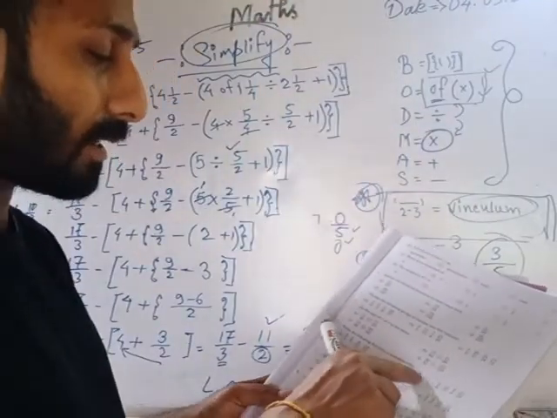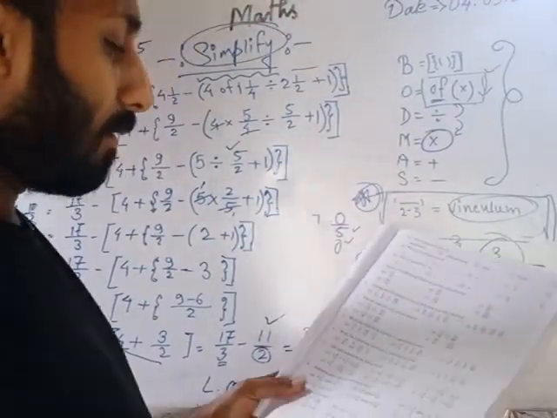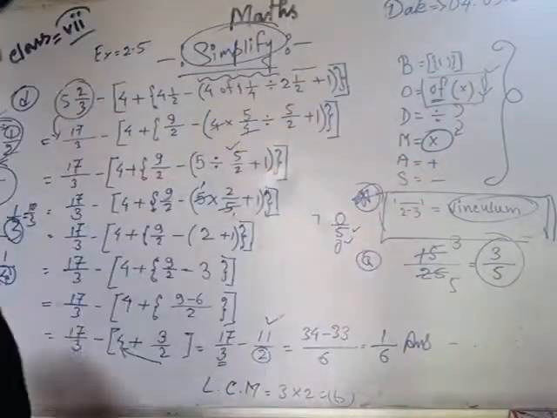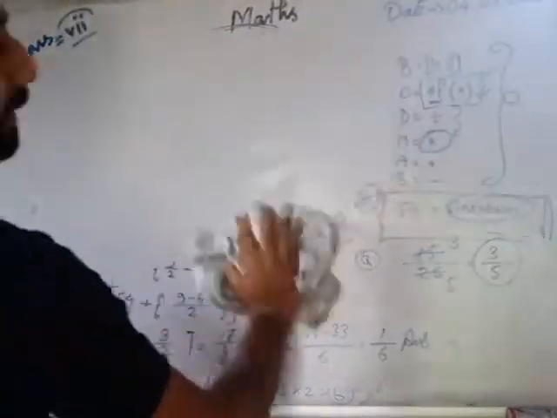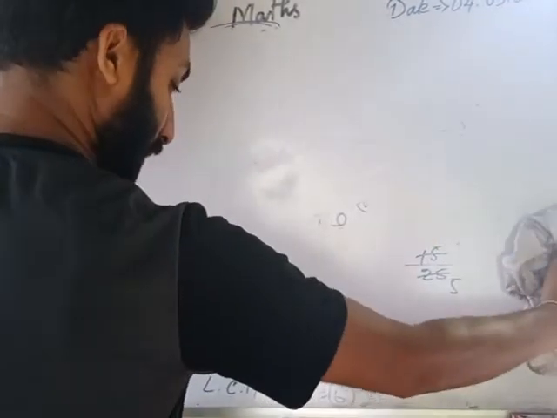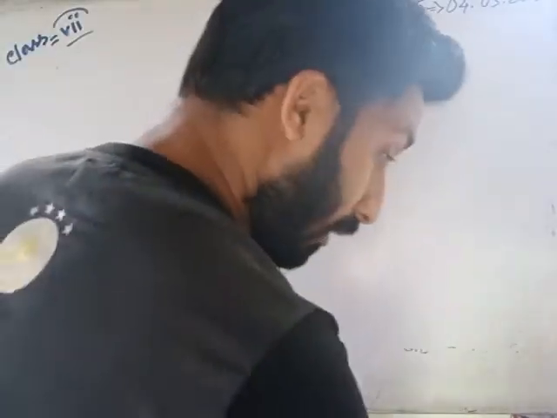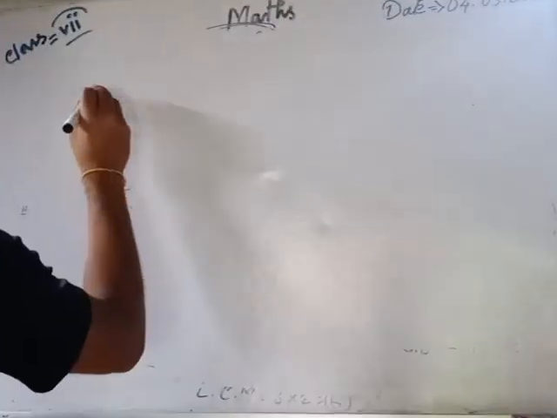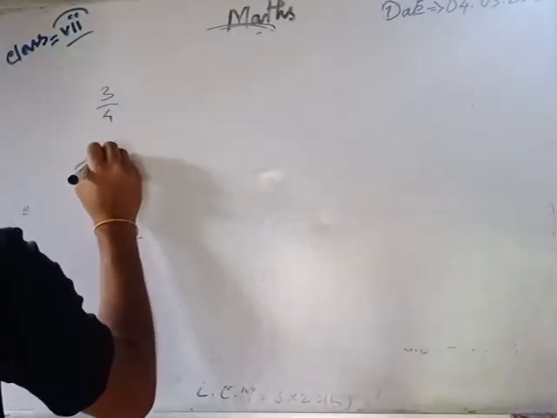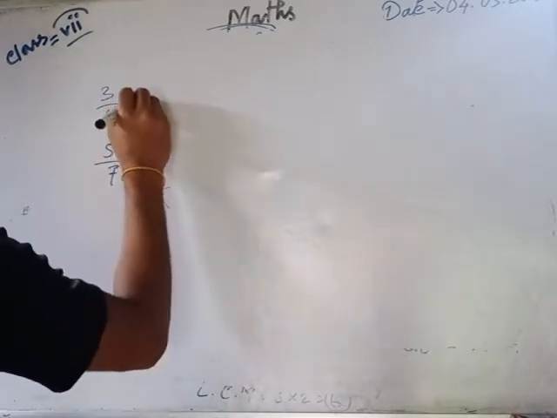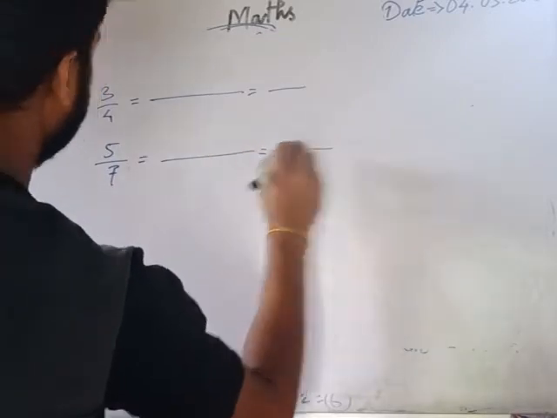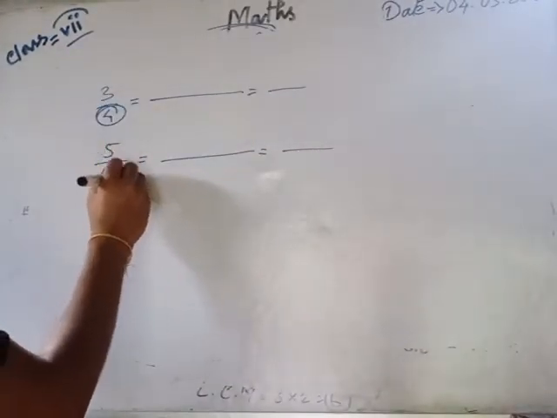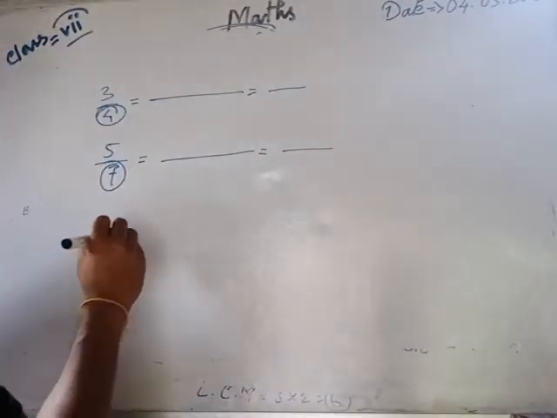Write the following fractions in ascending order. You should arrange the following fractions in ascending or descending order. How to arrange in ascending or descending order, I will tell you now. Suppose it is 3 by 4 and 5 by 7 as an example. We should write like this. At first we should find out the LCM of 4 and 7.